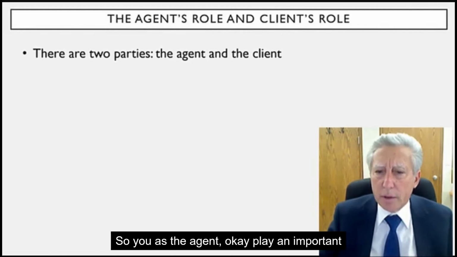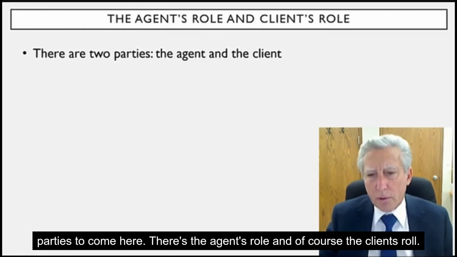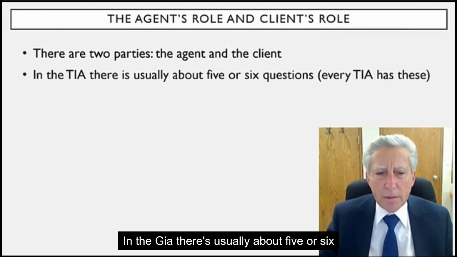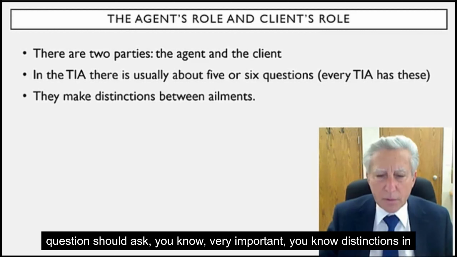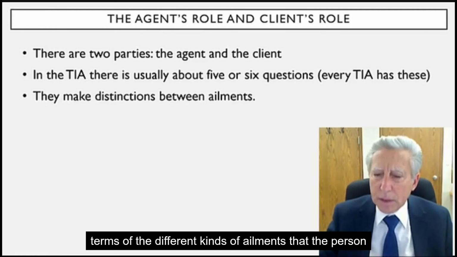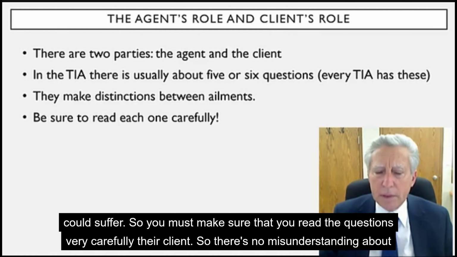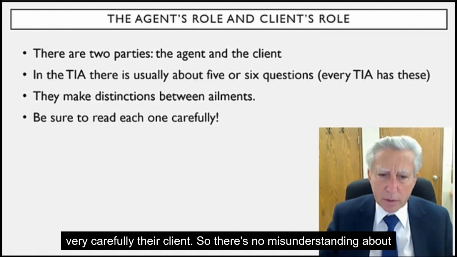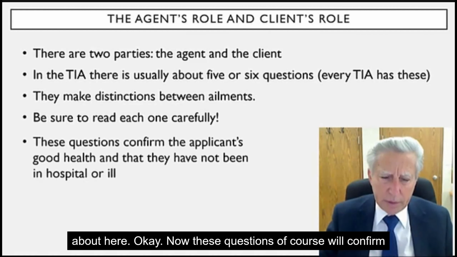So you as the agent play an important role in all this, okay? So there's two parties here. There's the agent's role and, of course, the client's role. In the TIA, there's usually about 5 or 6 questions. So every TIA has roughly about 5 or 6 questions. So that's very important, distinctions in terms of the different kinds of ailments that the person could suffer. So you must make sure that you read the questions very carefully for the client, so there's no misunderstanding about what we're talking about here, okay?